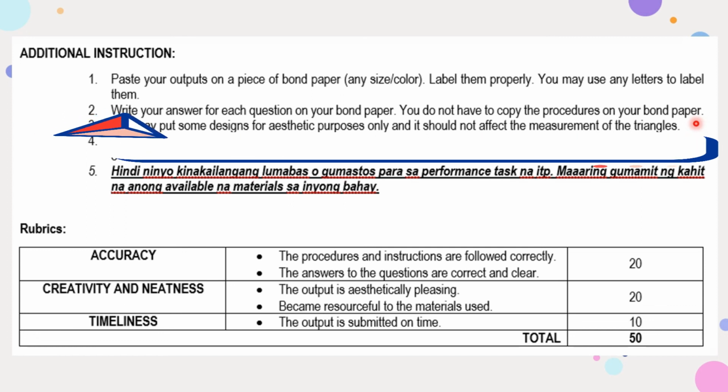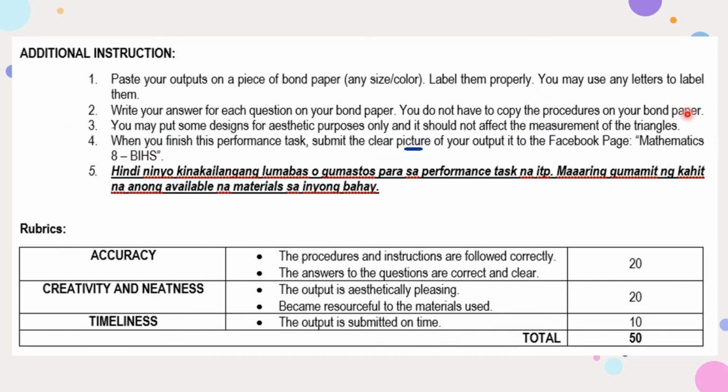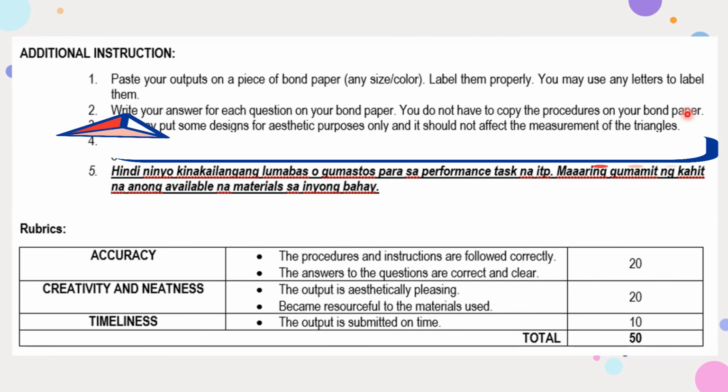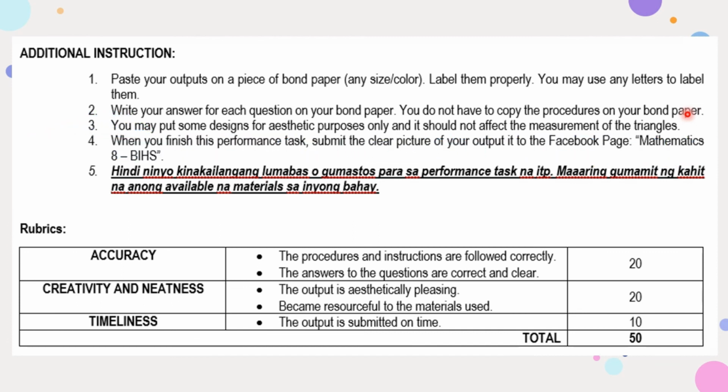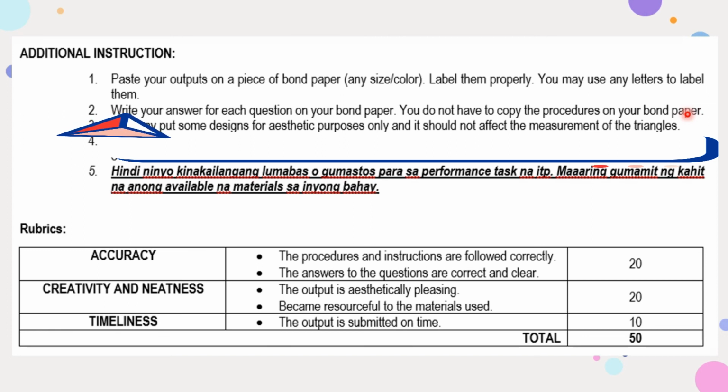Sir, kokopyahin pa po ba lahat? Hindi na po. You do not have to copy the procedures on your bond paper. Ano lang ang makikita mo doon sa bond paper? Una, yung dinrawing mo na triangle. Pangalawa, yung binuo mong triangle gamit yung straw. At pangatlo, yung mga sagot mo sa tanong. Okay, 2 set yun na ganon.